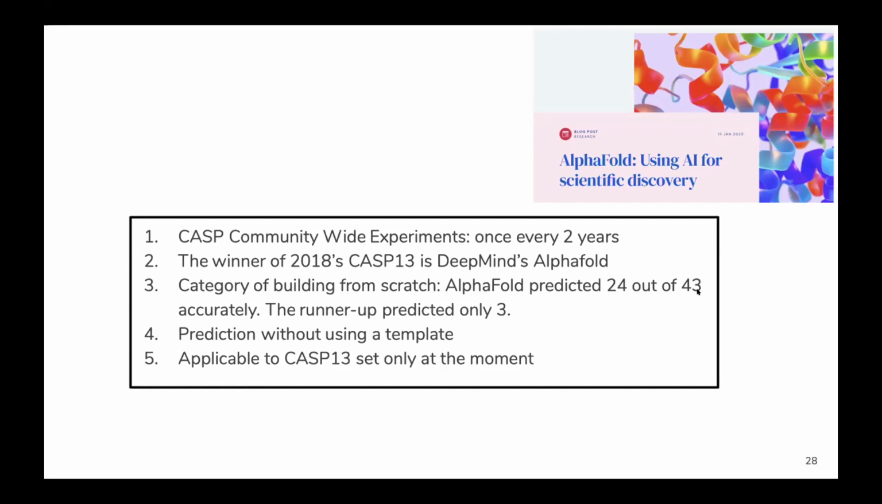24 out of 43 structures were scored correctly, and the runner-up only about 3, so there's a huge difference as well. But of course there are certain limitations. It's still in infancy, and there's a lot to be done in that field.